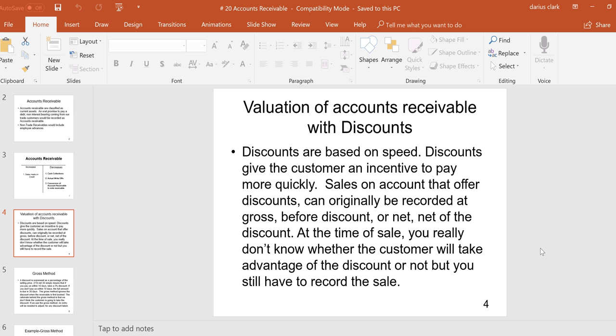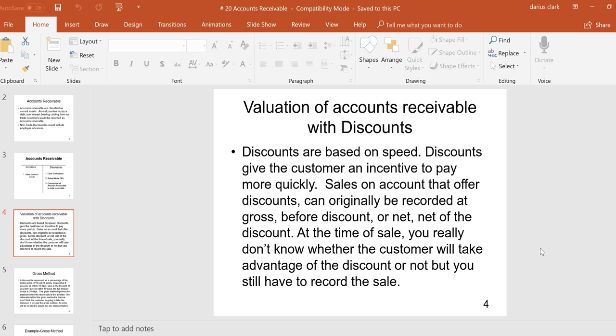So here's what we decide to do. Let's offer a percentage. If they would pay us within 10 days, we'll give them 2% off, but we want to get paid within 10 days. That's called a sales discount. It's giving the customer an incentive to pay us more quickly.